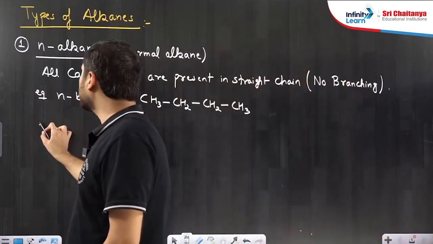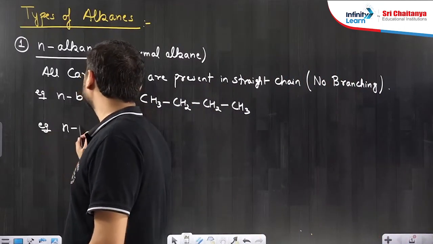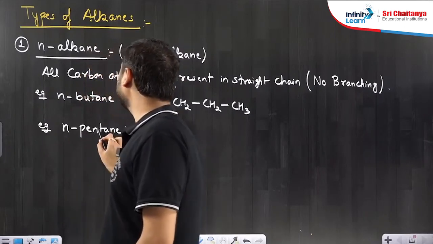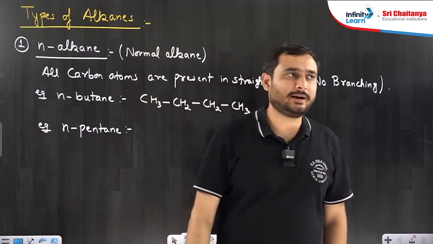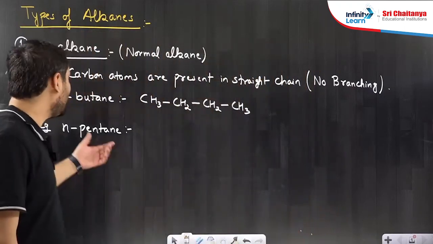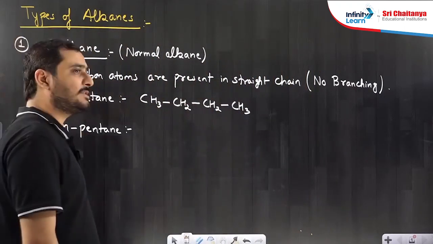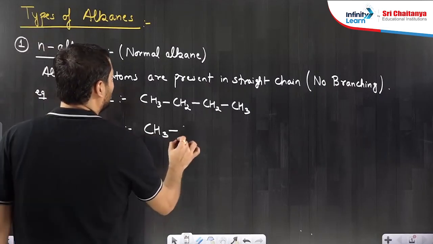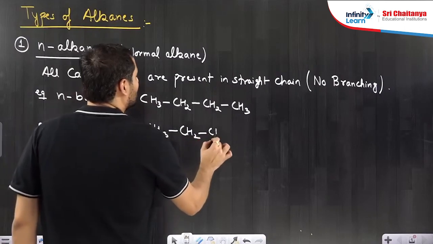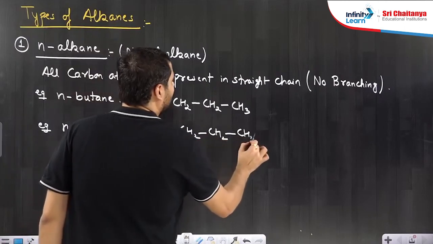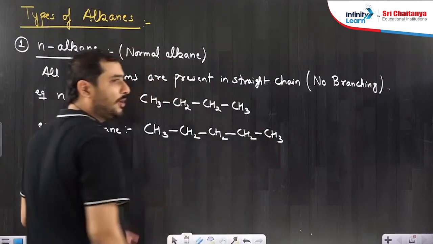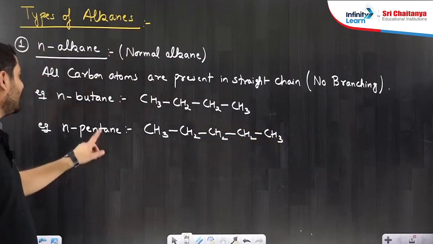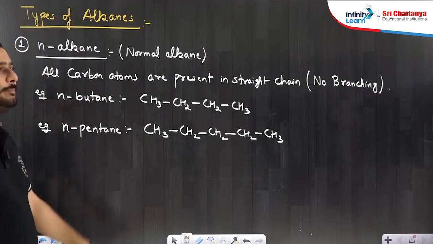And if we have to draw the structure for normal pentane, now pentane means how many carbon atoms are present? In pentane, how many carbon atoms are present? Yes, 5 carbon atoms. Very good. So all 5 carbon atoms will be present in the parent chain. So 3, 4 and 5. If all 5 carbon atoms are present in a straight chain, there is no branching. So this is called normal pentane.